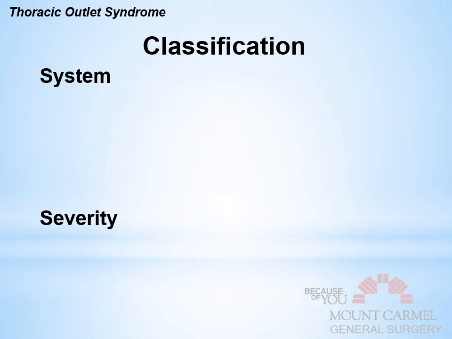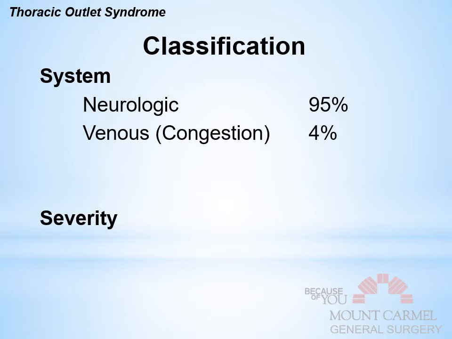So there's two ways to classify, and not really two ways, but two complementary ways that you use to describe in the classification system. So first is which system is affected. Now, of significant note, most of these thoracic outlet syndromes will affect multiple systems. So there'll be arterial and neurologic, or neurologic and venous compromise. But if there's only one system affected, it's almost always going to be neurologic.